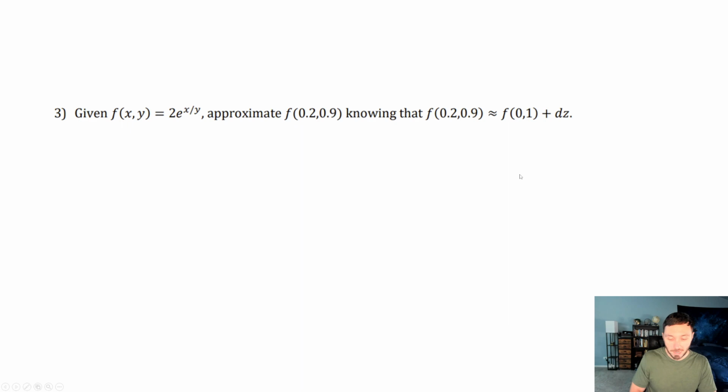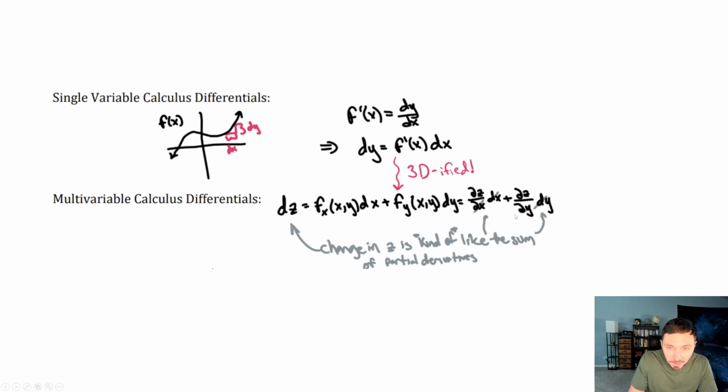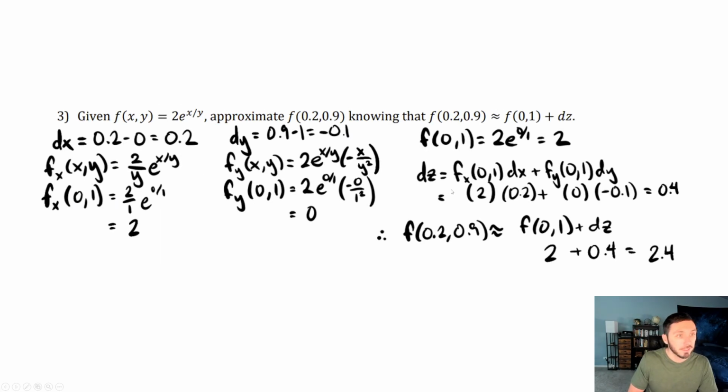Now within this equation right here, you can see that there are 4 values we need to extract. The partial with respect to x at that point, and then dx, we have both. The partial with respect to y at that point, and then dy, we have both. dx and dy were just found via subtraction. And then the partial with respect to x and the partial with respect to y, plugging in 0 and 1, is the common flow we've been doing for a little while now. You get that 2 and 0. Plug and play into that dz formula, and this is our small change in z to get that approximation.